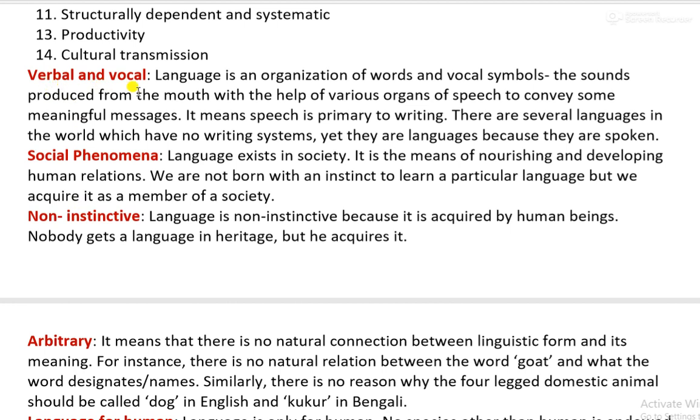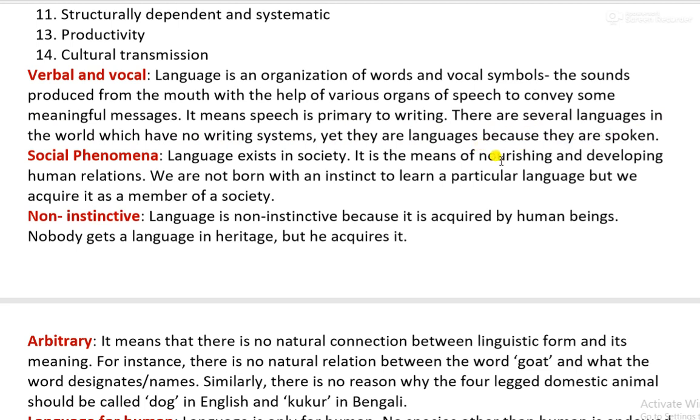First, verbal and vocal. The first and most important characteristic of a natural language is its being verbal and vocal. Let us read it. Language is an organization of words and vocal symbols, the sounds produced from the mouth with the help of various organs of speech to convey some meaningful messages. It means speech is primary to writing. There are several languages in the world which have no writing systems, yet they are languages because they are spoken.